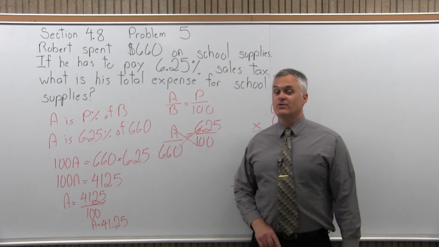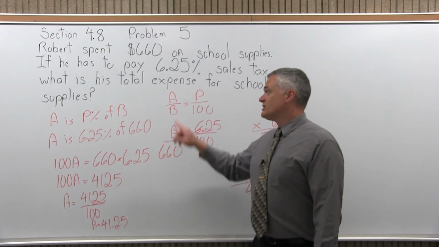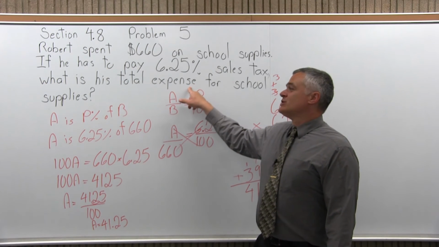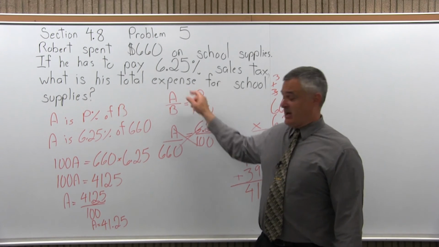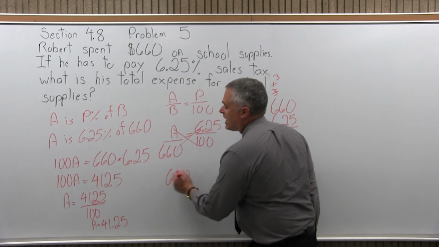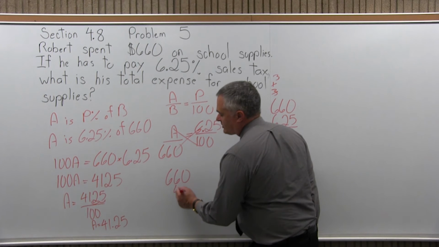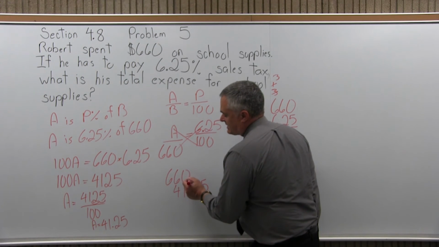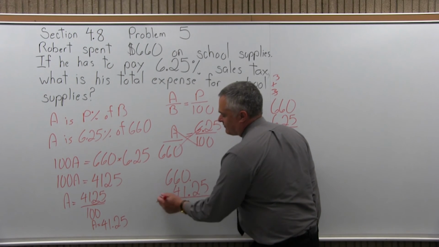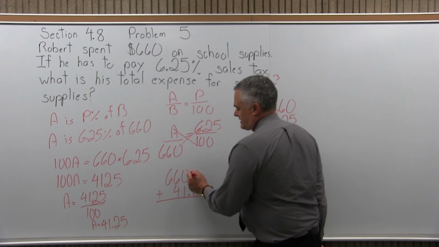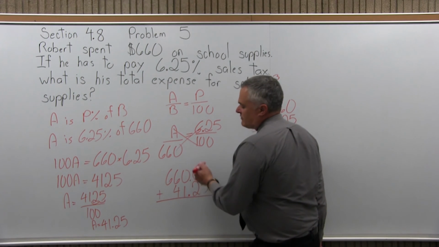But now be careful, that's not what the question asks. The question does not ask how much you pay in sales tax for the school supplies. The question asks, what is the total expense for the school supplies? So it's $660 for the school supplies, plus another $41.25 of tax. Notice how the 660 doesn't have a decimal written, but I assume it's at the end, so I make them line up to add it. Again, unless you're going to use a calculator, then you can just run it through. So you can make it $660.00, and then add them together.